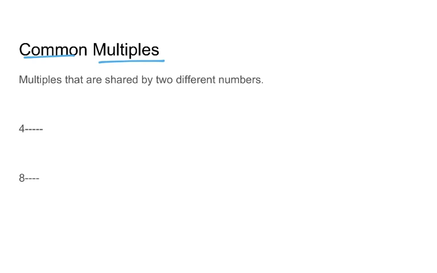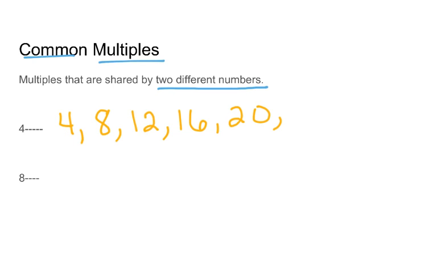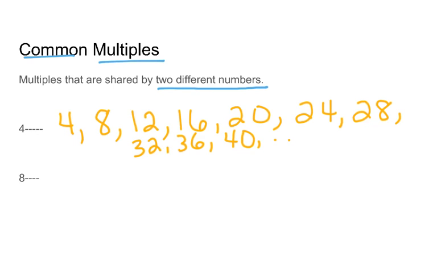Common multiples are multiples that are shared by two different numbers. So again, let's do 4s. So I'm going to count by 4s, or think about my 4s on my multiplication table. 4 times 1 is 4. 4 times 2 is 8. 4 times 3 is 12. 4 times 4 is 16, and I can continue this process. And here are some multiples of 4. I'm going to keep going just a little bit more. And that's going to keep going on forever and ever.